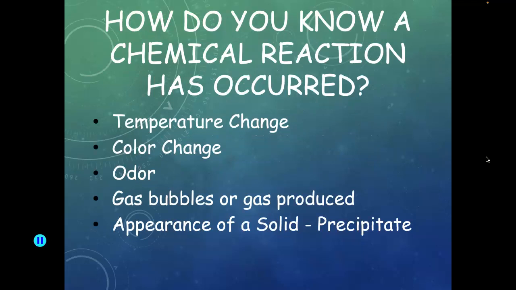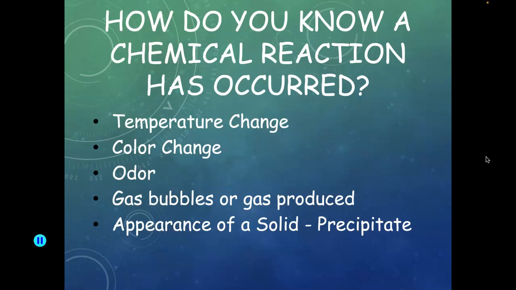So how do we know that a chemical reaction has occurred? Well, these are some things that we can see. There's a temperature change, that could be an increase or a decrease in temperature. We get a color change. There's an odor that's present that wasn't there before, and we'll look as we get further into labs at how we appropriately smell a solution or a chemical.